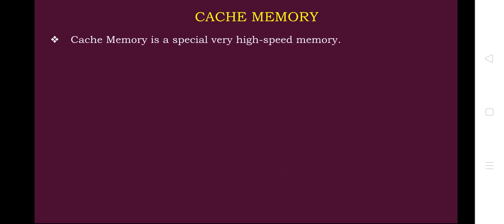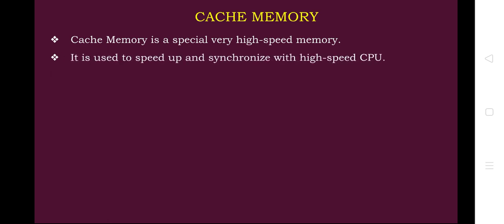Let us first define what a cache memory is. Cache memory is a special memory of very high speed. It is used to speed up and synchronize with the high speed CPU. What does it mean? The CPU has some speed in working, whereas the IO devices have a different speed. So in order to synchronize the speed between the CPU and the other processors as well as the IO, there is a need for an in-between buffer-like memory, which is called the cache memory.